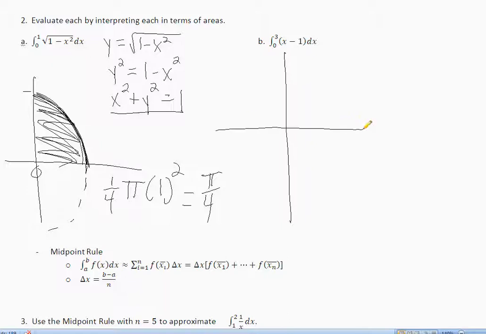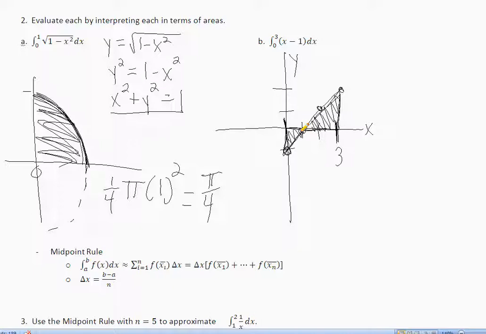We know that x minus 1 is just a line. So go ahead and graph it. Okay, there it is. And I want the area from 0 to 3. So I want this total area. Now we have to remember, the answer to this is the area above the x-axis minus the area below the x-axis, because it's net area. Okay, how are you going to find that?